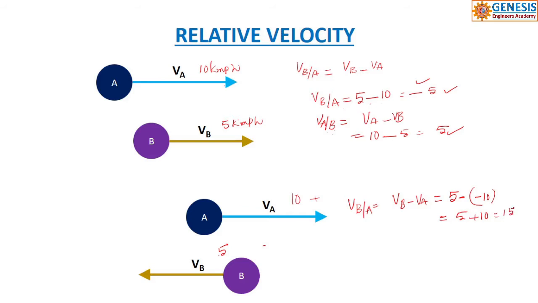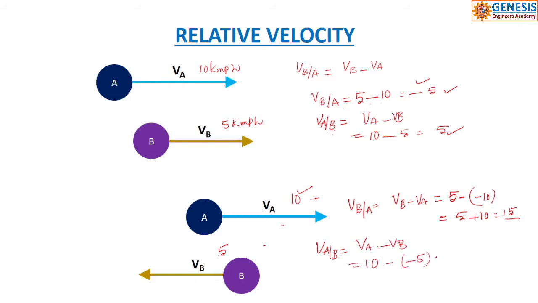The person sitting in the train, so what would he experience? The train is moving very fast. Though it is moving with 10, it appears to be 15. You got my point? Then we will also calculate what is VAB. VAB means VA minus VB. So VA is 10 and this is minus 5, so you can calculate like that.